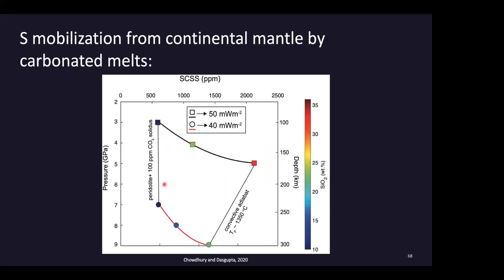This change in SCSS from deeper depths to shallower depths can release up to 3 weight% sulfur into the surrounding continental mantle as monosulfide solid solution. This sulfur release can help us understand the sulfide metasomatism that is so commonly seen in many continental mantle xenoliths. It can also explain the presence of some sulfide inclusions in diamonds from this kind of continental mantle.